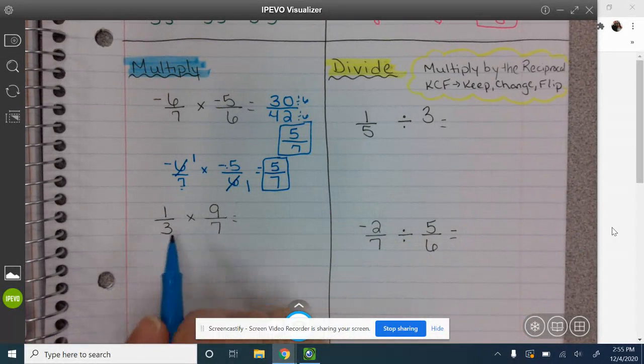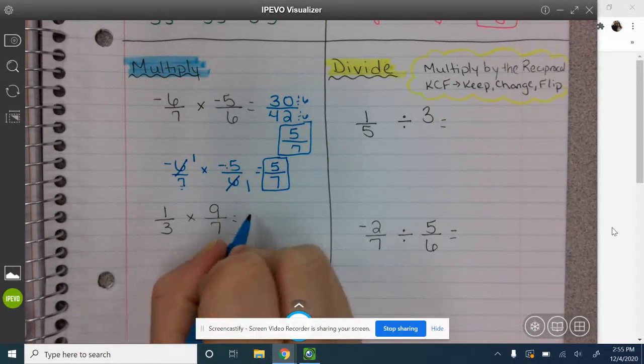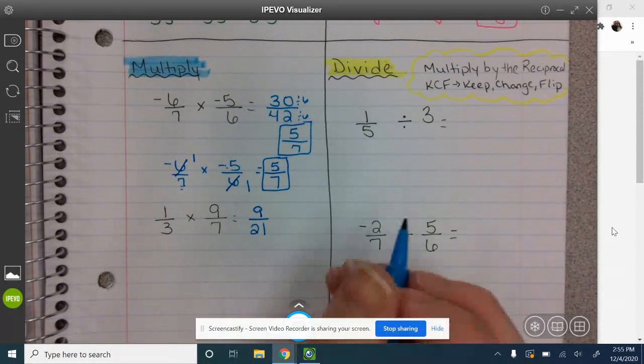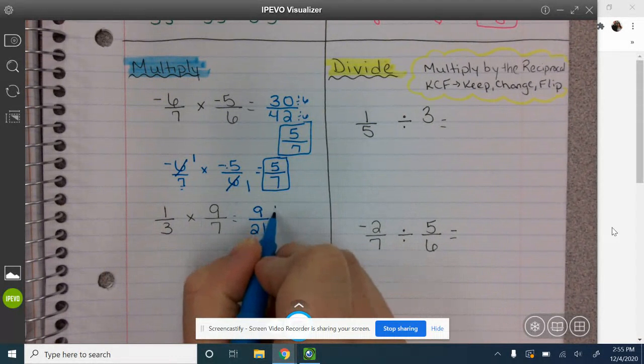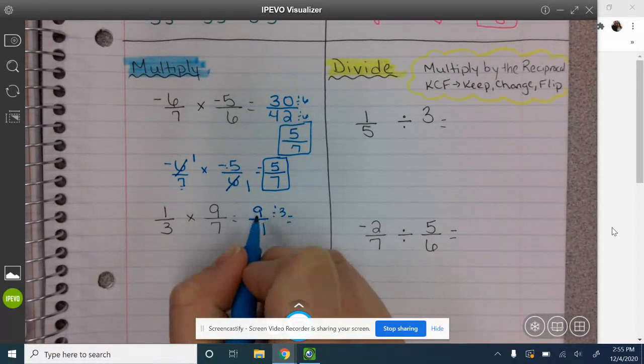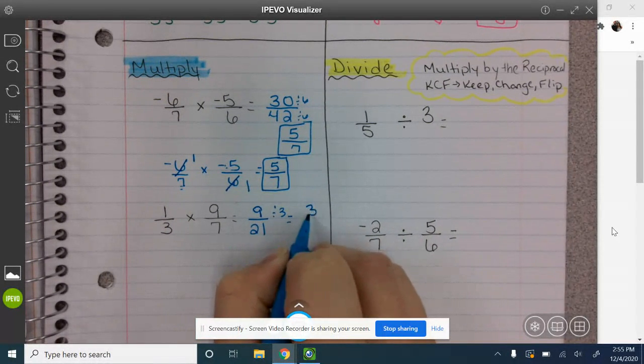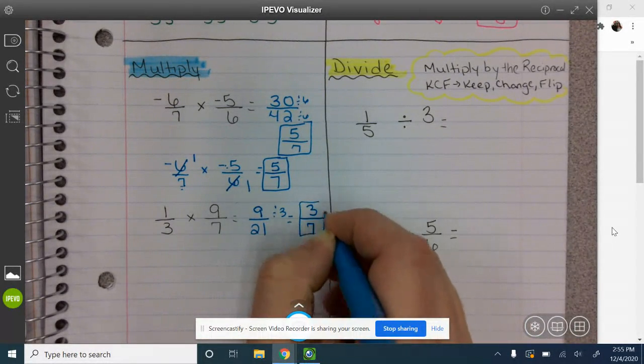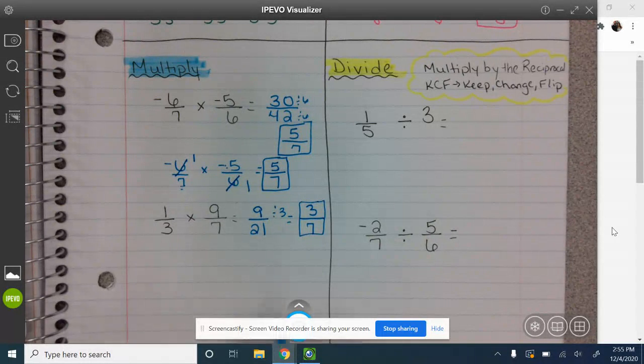Now, I'll do the same thing for this one right here. 1 times 9 is 9. 3 times 7 is 21. We just go straight across. 3 goes into both of those, so I'm going to divide by 3. 9 divided by 3 is 3. 21 divided by 3 is 7. So I got an answer of 3/7.